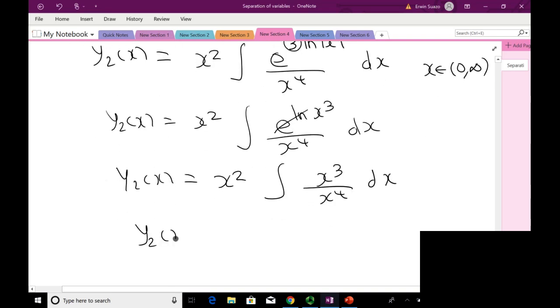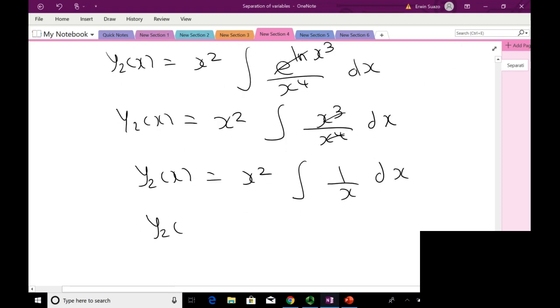And this is y2 of x equals x squared, and this cancels. So there will be the integral of 1 over x dx. So it's y2 of x equals x squared times ln of x.